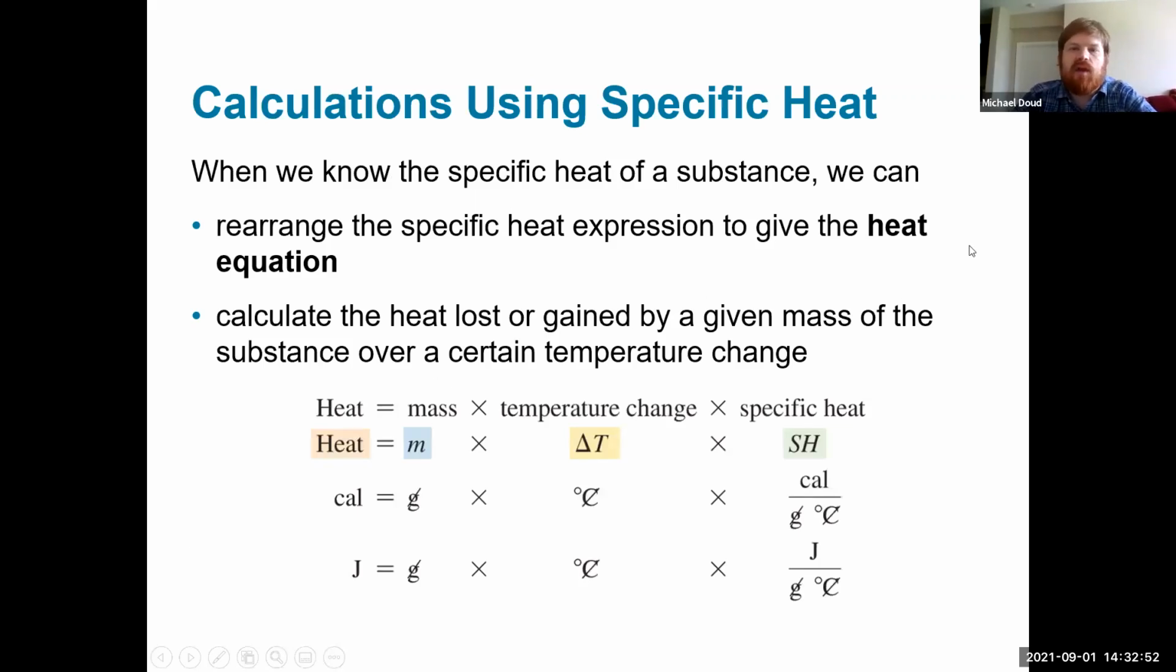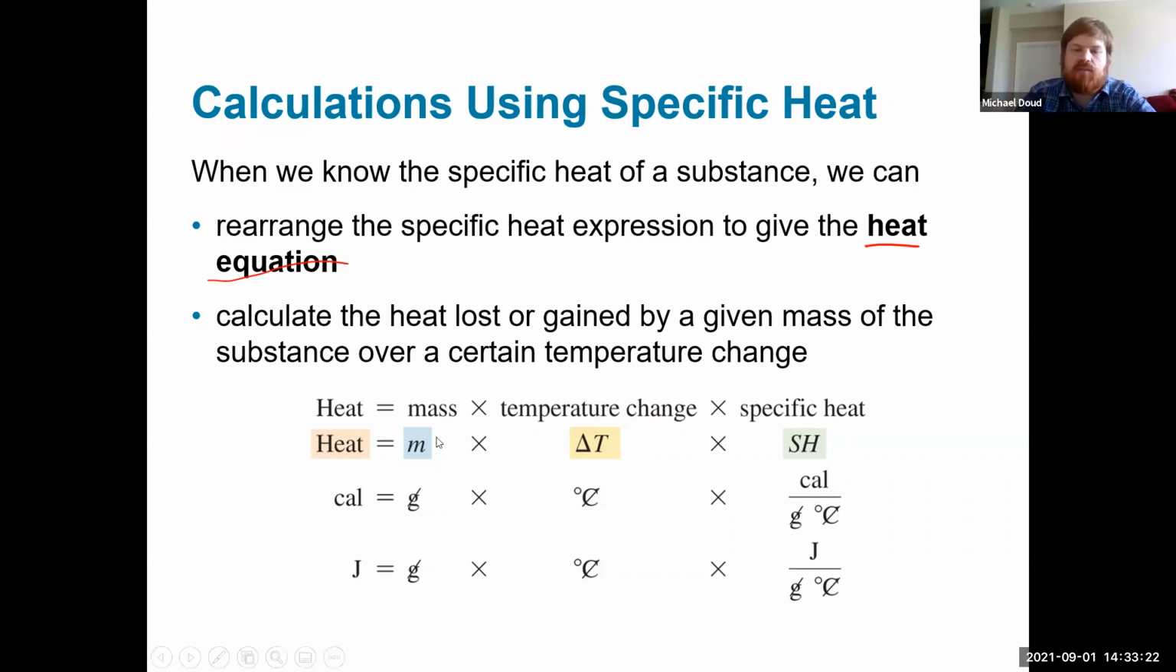Okay, let's look at some calculations that we'll do using specific heat. If we know the specific heat of a substance, we can rearrange it to give us what's called the heat equation. We're just going to rearrange the equation that we saw before with specific heat to give us what's called a heat equation. And then you can calculate the heat that's lost or gained by a given mass of a substance, depending on how much its temperature changed.